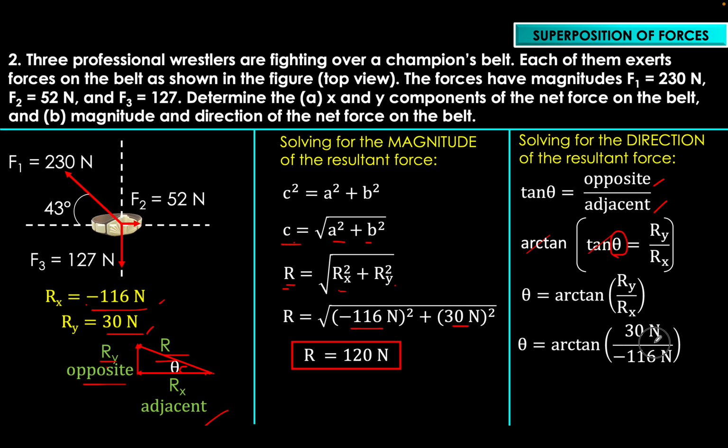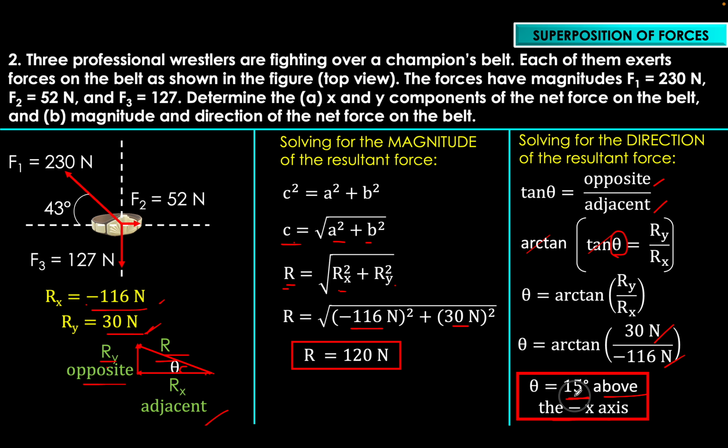We plug in the given, so r sub y is 30 newtons and then r sub x is negative 116 newtons. In your calculator, you're supposed to get 14 point something, but please round it up to 15 degrees. And then you might be saying, Miss, I'm getting negative. Okay, well, the negative sign might be confusing if you use that in your theta. So what I would suggest you to do is just leave the theta as positive and then state the above the positive or negative x-axis expression.